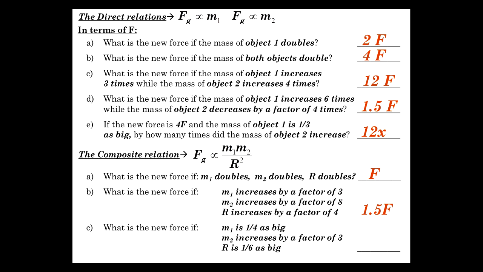Finally, m1 is quartered. m2 increases by a factor of 3. Now we've got 3 force up here. r is 1/6 as big. So 1/6, you square that, you get 1/36. Invert and multiply. So you have 3 force up here times 36, 27. 27 times the force. So there are some examples of how that works, and hopefully you feel like you have some facility with that at this point.